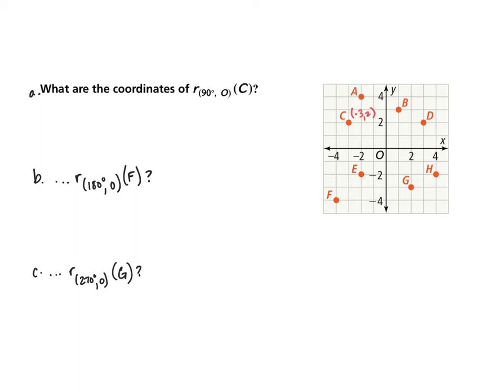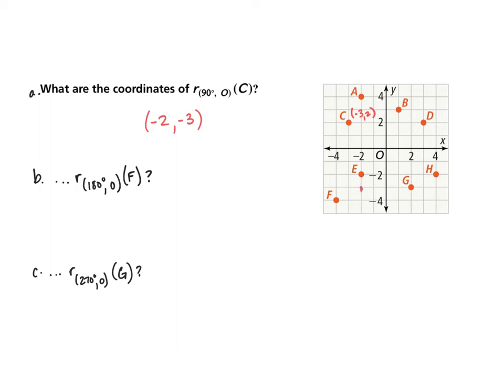Now when I rotate that, I'm going to flip-flop the numbers, and I'm going to change the first sign. So I'm going to take the 2 and put it in the front, and take the -3 and put it in the back, flip-flop the numbers, and then change that first sign. Now let's just graph that to see if it makes sense. Let's see if that looks like a 90 degree rotation.